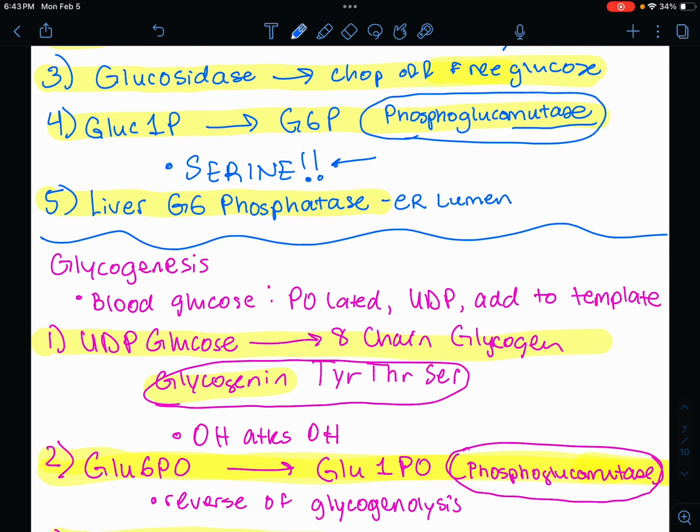In the liver, however, we do have this final step where the glucose 6-phosphatase will transform the glucose 6-phosphate into regular glucose, and this is going to be in the endoplasmic reticulum lumen. We're going to then increase the blood glucose concentration. When the glucose 6-phosphatase works on glucose 6-phosphate, it becomes regular glucose that goes into the bloodstream from the liver.